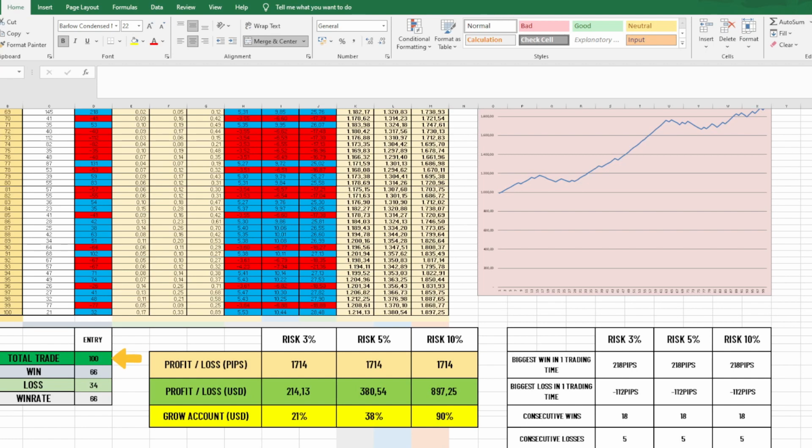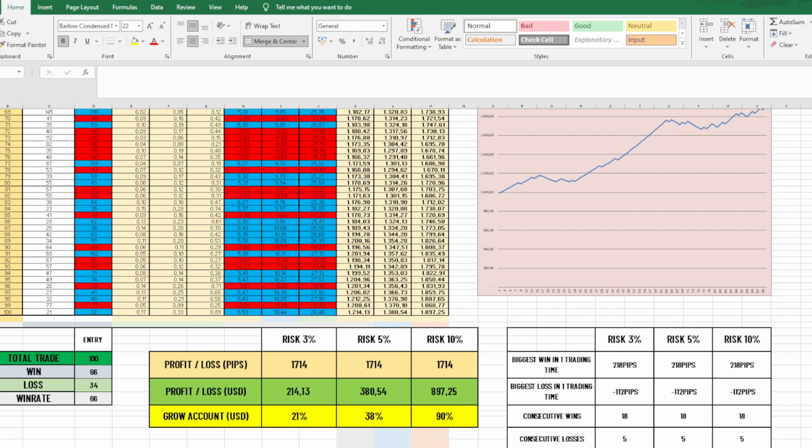We conducted 100 trades in this backtesting, with a total of 66 wins and 34 losses. Therefore, this day trading strategy has a win rate of 66%. 6. This day trading strategy yielded approximately 1,714 pips in profit during the backtesting.